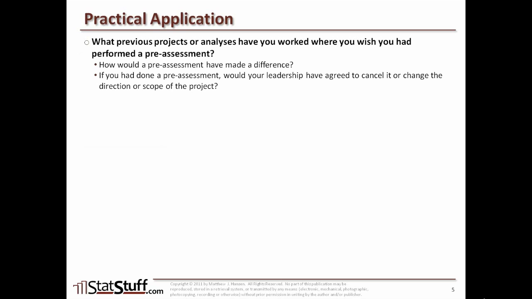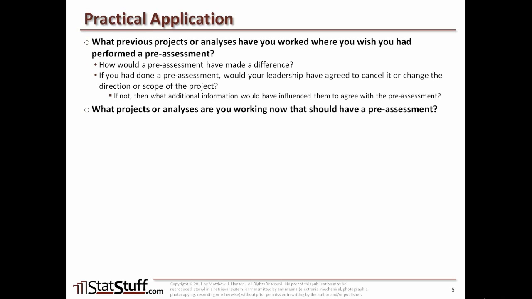If you had done a pre-assessment, would your leadership at that time for whenever that project was, would that leadership have agreed to cancel the project or change the direction or scope of the project because maybe the results were different than you originally expected? If the leadership would not have agreed to make any of those changes, then what do you think the additional information is that you could have gotten or maybe should have gotten for a pre-assessment that would have influenced them to agree with your pre-assessment?